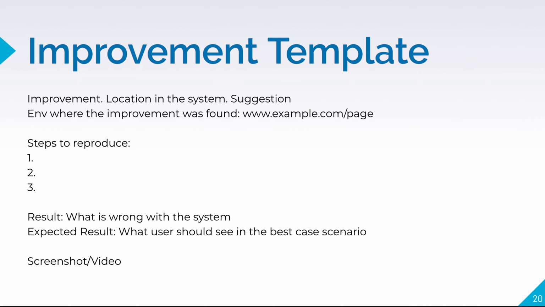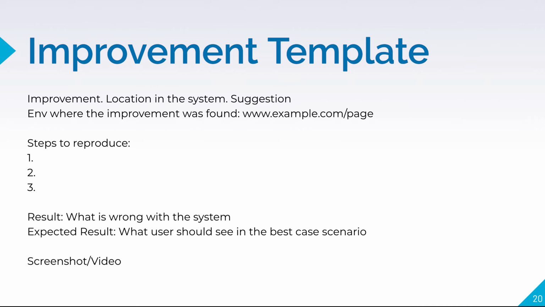Template. This template has the title, the environment, the steps to reproduce, the result, the expected result, and screenshot and video. So, for example, improvement, login history. The title is going to be login history for the last 6 months. Environment where the improvement was found, example.com/page. Steps to reproduce. 1. Log in as a user and then give the credentials, like test@mail.com, for example. And 2. Click on the profile.